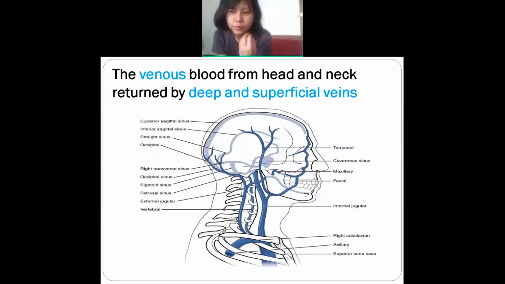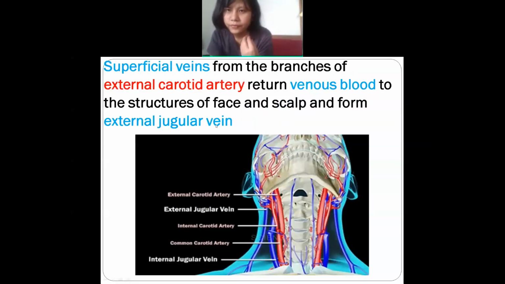I hope you remember the difference between deep and superficial veins. Deep means which lies a bit deep. Understand? And superficial means just beneath the skin. So the venous blood from the head and the neck, that is the deoxygenated blood, will be returned by the deep and the superficial veins.